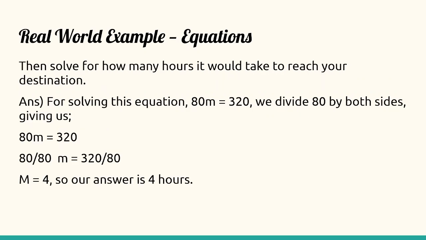And then they asked us to solve for how many hours it would take to reach our destination, right? How many hours? So for solving this equation, 80m equals 320, we divide both sides by 80, giving us 4, right? As our answer. So it would be 4 hours. And you can see my steps down below. When I divide 80 by 80, that would be 1. And then the m would be right next to the 1, so it would be 1m is equal to 320 divided by 80, which is 4. And 1m is the same as m, so we can just write m is equal to 4.